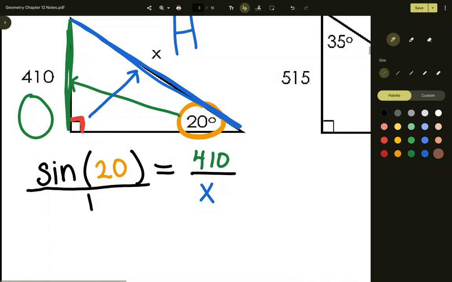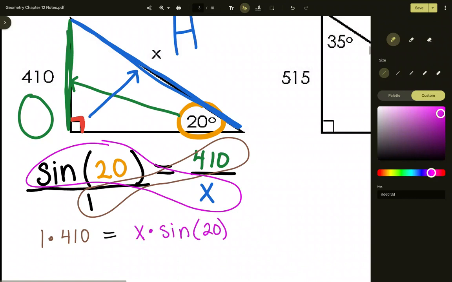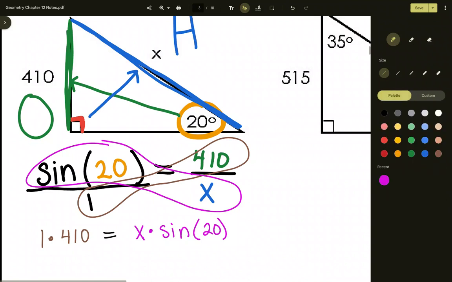Okay, now when I cross multiply to start, I can see it's going to be maybe this direction. 1 times 410. And then I'm going to go the other direction. Let's see, I'm going to choose a different color here so you can see it stand out. X times sine of 20. All right, now this looks kind of weird because it's not just numbers and the letter X, but we're just going to solve like we would typically on an equation here or a t-chart.